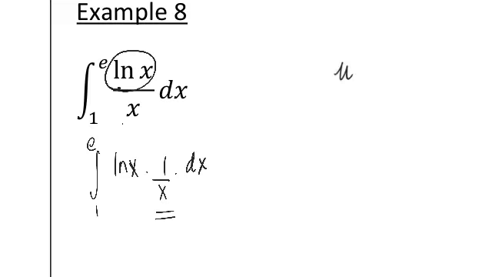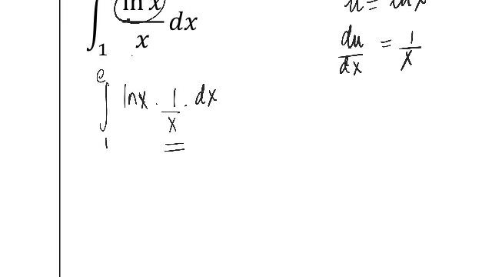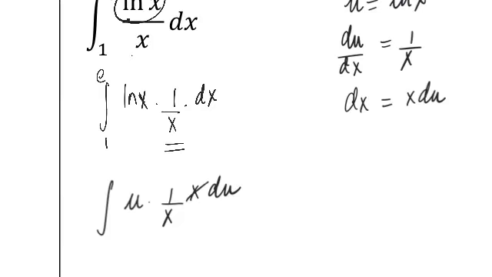So we're seeing a derivative in the integrand, and that's another kind of cue for a u substitution, right? So we can say u is equal to ln x, du dx is equal to 1 over x, okay? And let's see where that gets us. Also, dx is equal to x du. So integral u 1 over x, x du, so this cancels out.